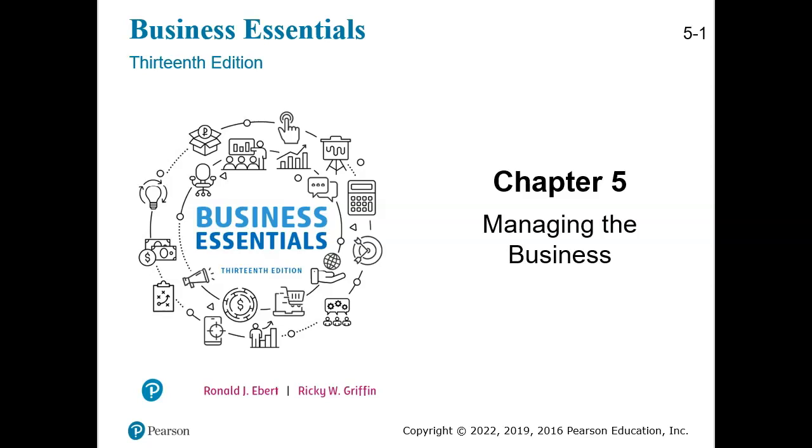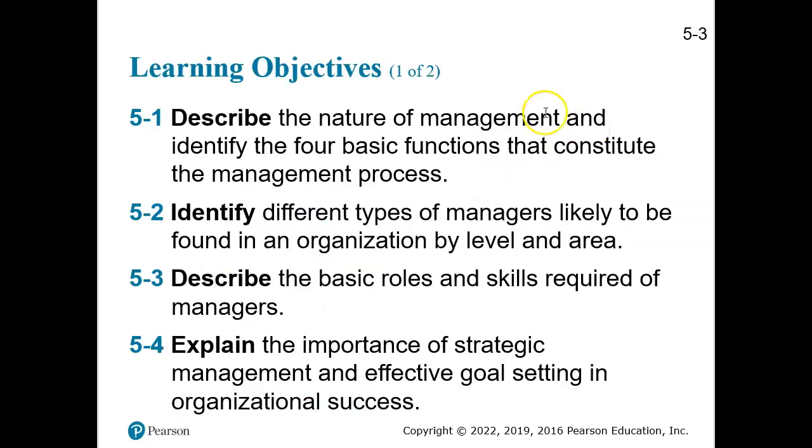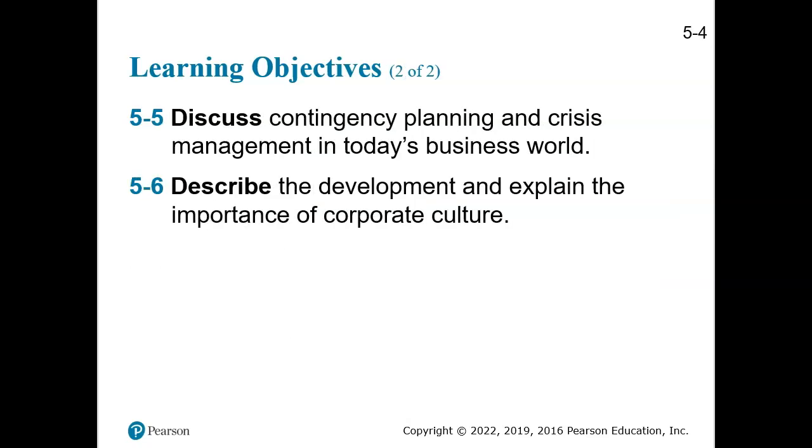So the learning objectives are describe the nature of management and identify the 4 basic functions that constitute the management process. We're going to talk about that briefly in this video. Different types of managers that are likely to be found in an organization by level and area. Describe the basic roles and skills required of managers. Explain the importance of strategic management, which we're going to spend a little bit of time on in this video as well. And then we'll talk about contingency planning and the development and importance of corporate culture.